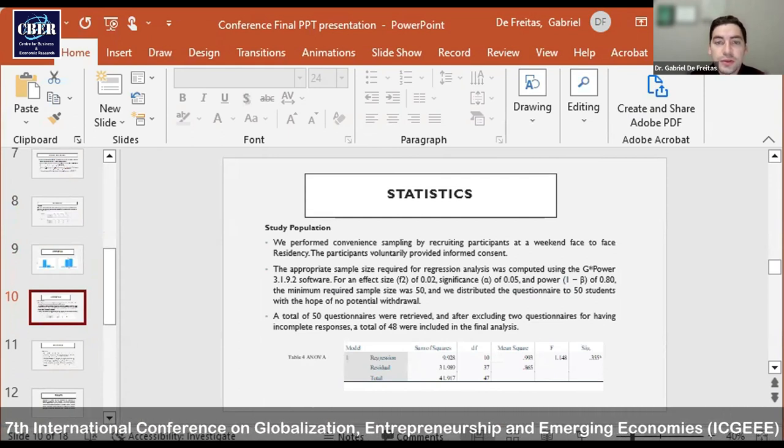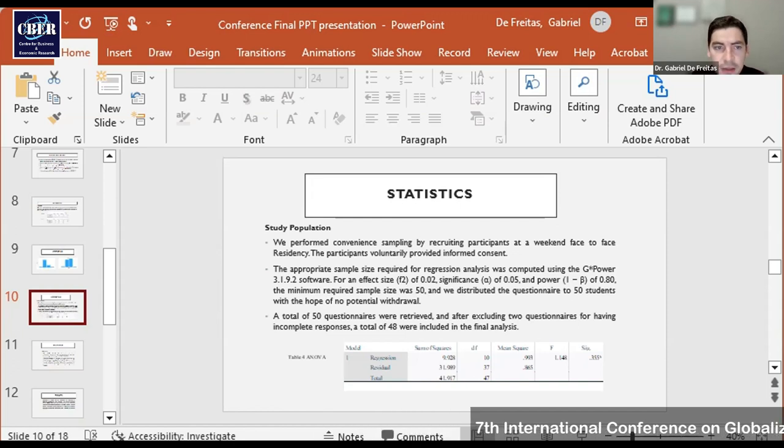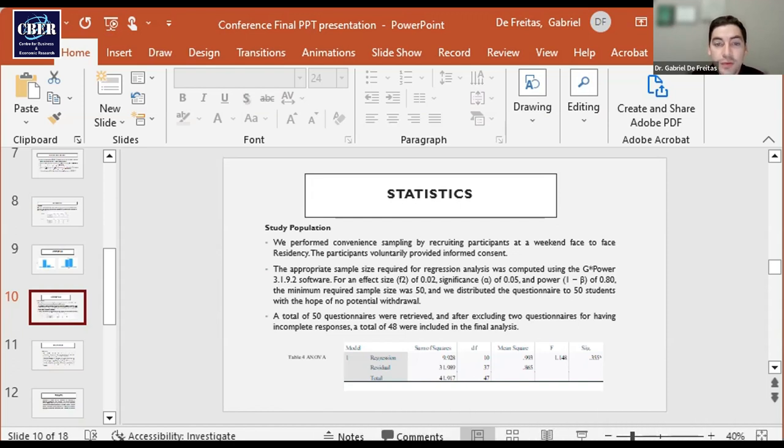Students were instructed to return the questionnaire to the professor after completing the survey. The duration of the survey was approximately 10 minutes. The appropriate sample size required for regression analysis was computed using the G*Power 3.1.9.2 software.